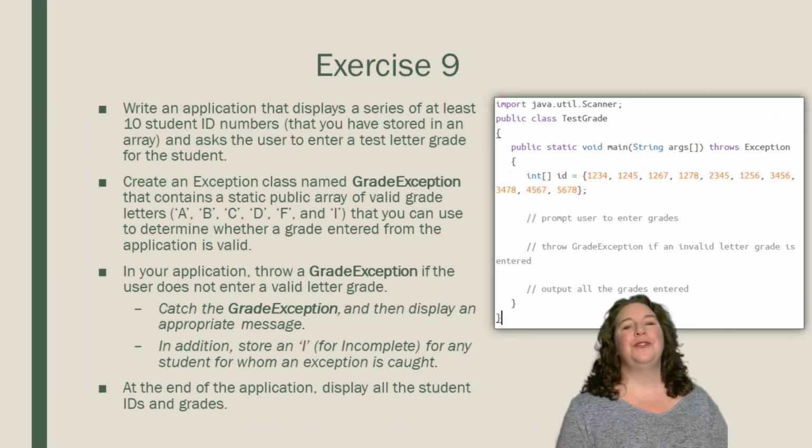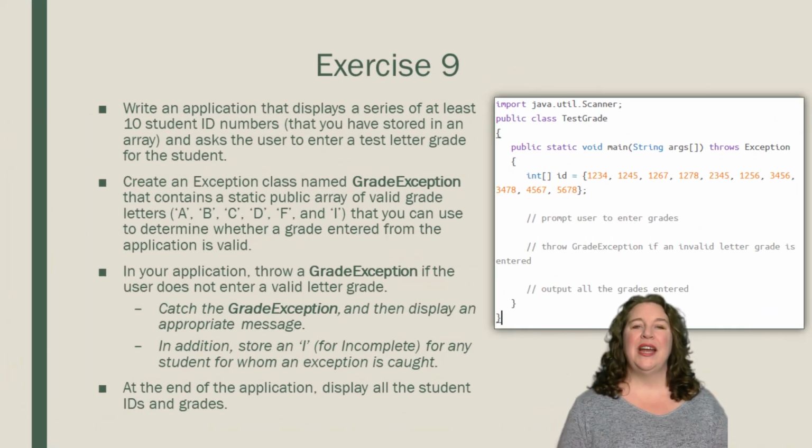All right, for exception 9, you are going to write an application that displays a series of 10 student ID numbers. You've stored them in an array. I've thrown a couple in here. You can write whichever ones you want. I don't care if they're in order. And then it asks the user to enter a test letter grade for the student. You are going to have a list of possible grades. So you have valid grades, A, B, C, D, F, and I for incomplete.